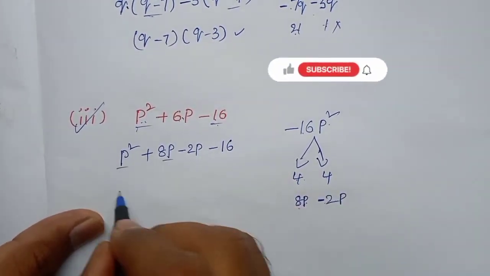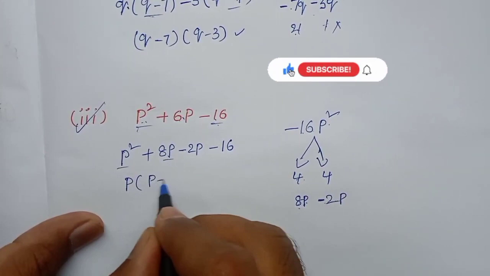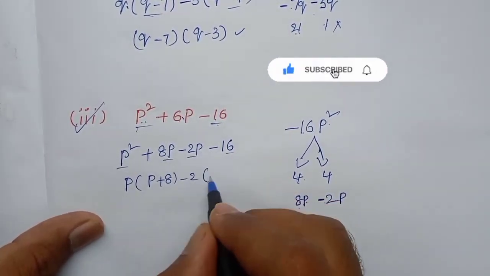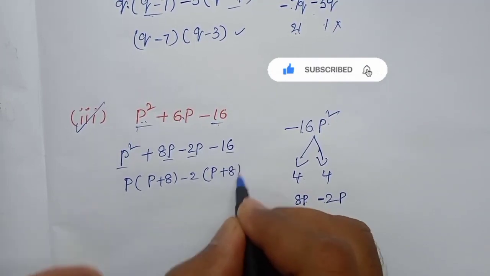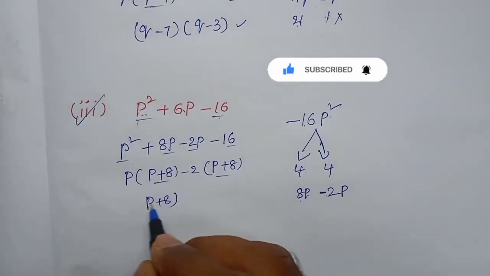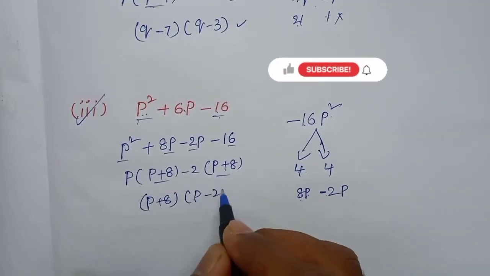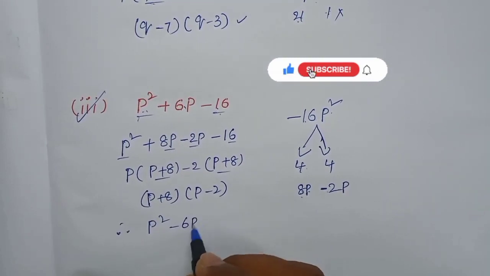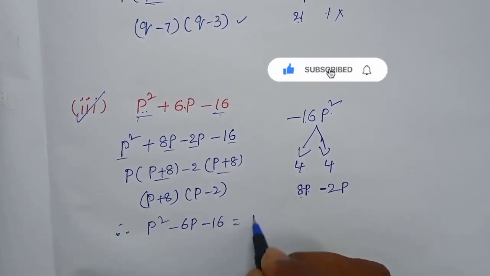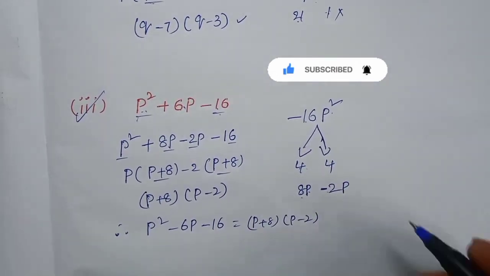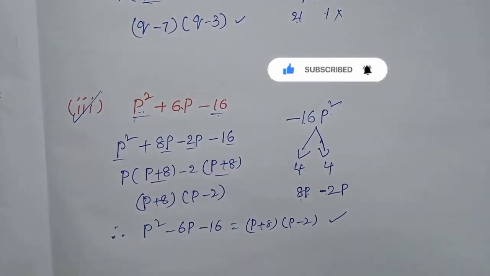See, you can take p as common, then it will be p plus 8, and you can take minus 2 as common, then it will be p plus 8. So in both the terms you can take p plus 8 as common, then (p plus 8) into (p minus 2). So therefore you can write p square minus 6p minus 16 is equal to (p plus 8) into (p minus 2). ఈ విధంగా దీన్ని ఫ్యాక్టర్స్గా డివైడ్ చేస్తాం.